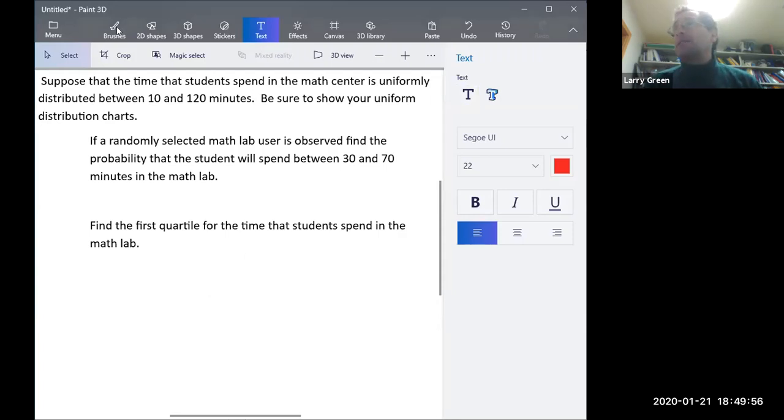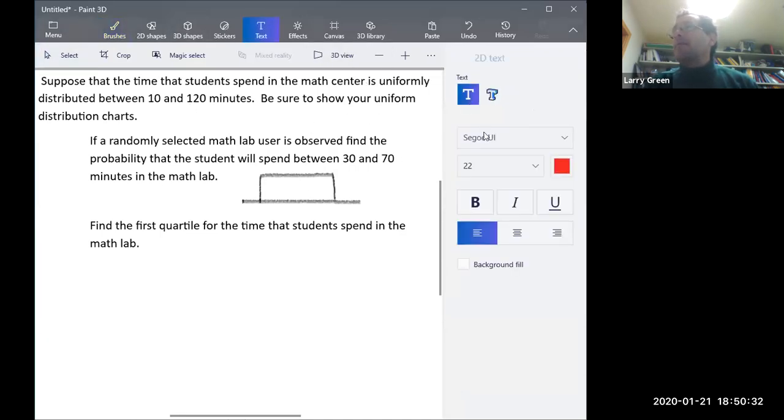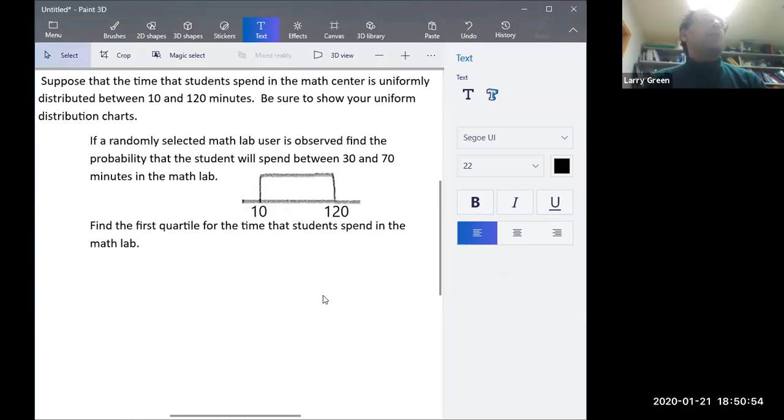Okay, the first thing I'm going to do is draw the picture. So let me show you how the picture looks. It's uniform. And I want you to know if you don't see the word uniform, do not draw a rectangle. Got it? And if you do see the word uniform, then it's a rectangle, because next week we're going to have normal, and those aren't rectangles. Okay, we know that it's uniformly distributed between 10 and 120. So let's go and type in 10 and 120.